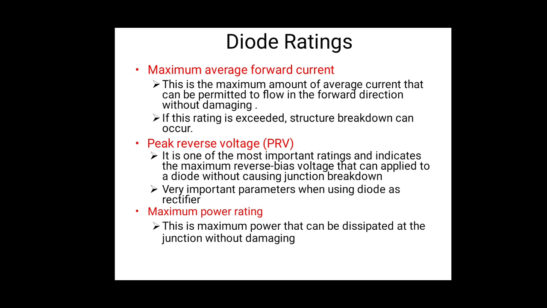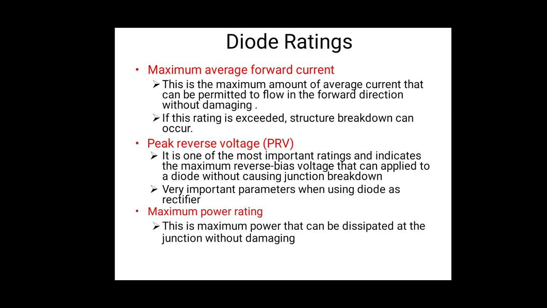And there are some diode rating parameters. What is the maximum average forward current? This is the maximum amount of average current that can be permitted to flow in the forward bias condition without damaging the diode. This is called the maximum average forward current. If this rating is exceeded, structure breakdown can occur.